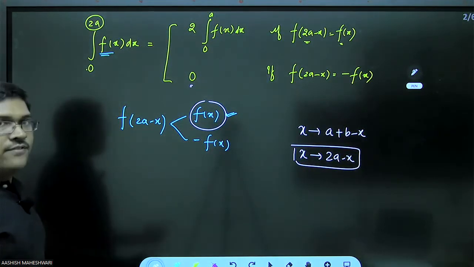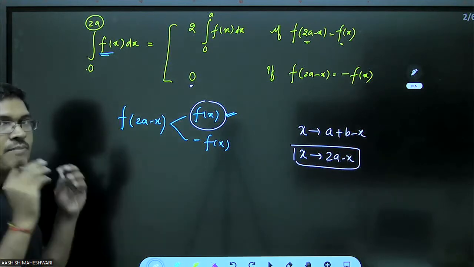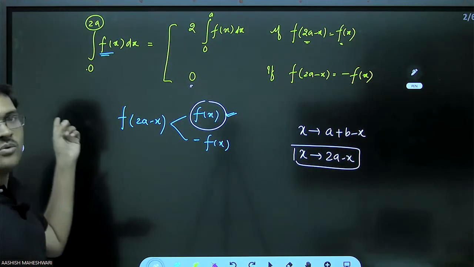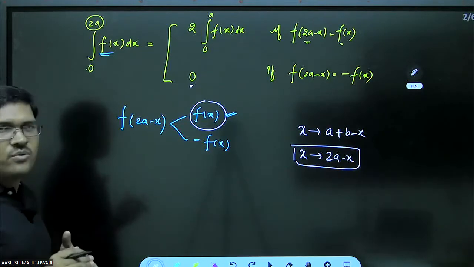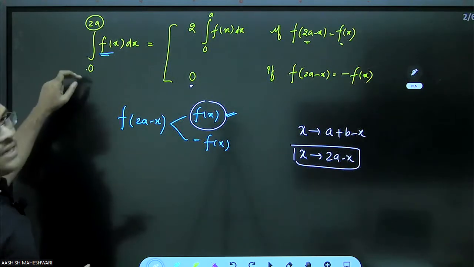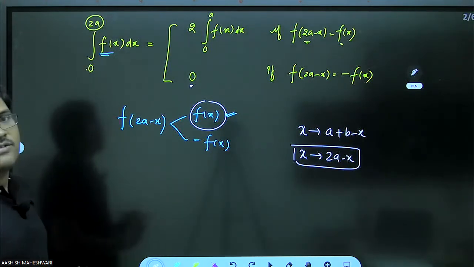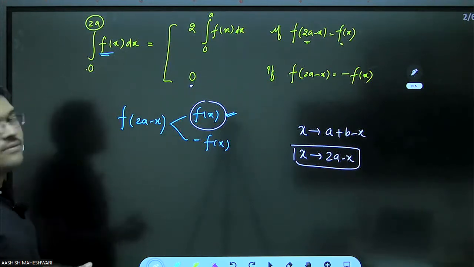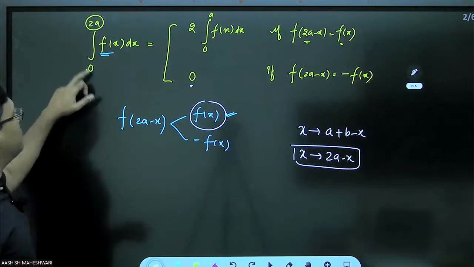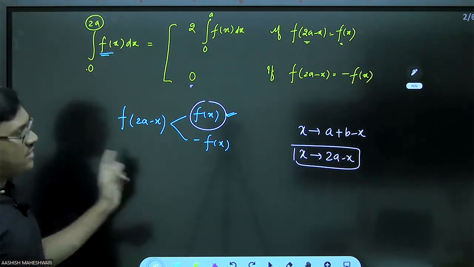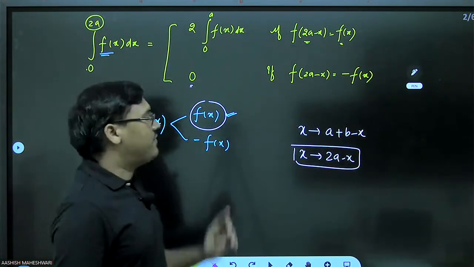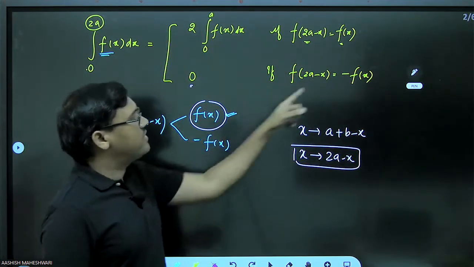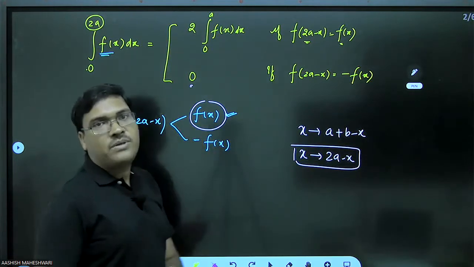Now if you have any integration question जहाँ पे कुछ click नहीं हो रहा है, you can try the king rule and queen rule. To apply them, you just apply x goes to a plus b minus x. For king rule the limits can be anything. For queen rule it is 0 to 2a. If you find that this is equal to f(x), you can say this is 2 times the integral from 0 to a. And if you find that this is minus f(x), this integration will be 0.